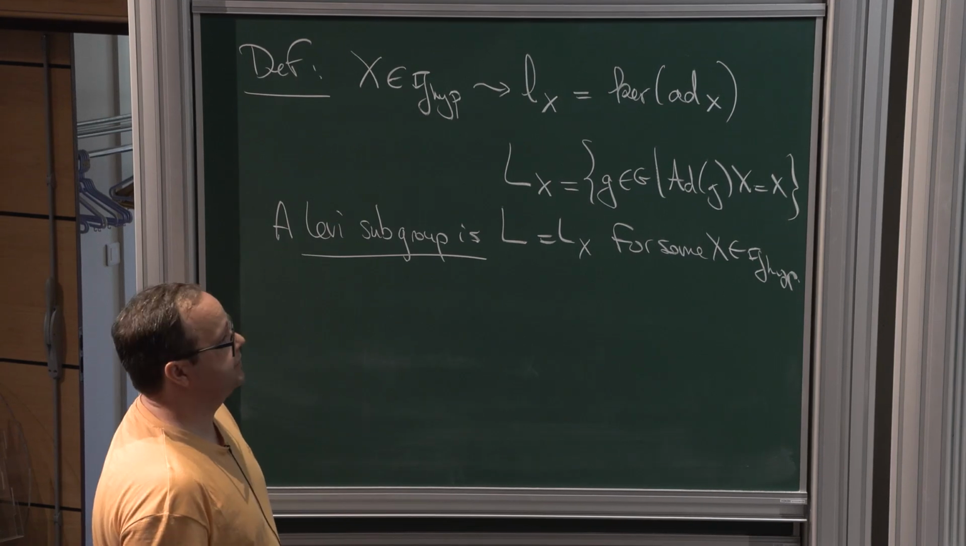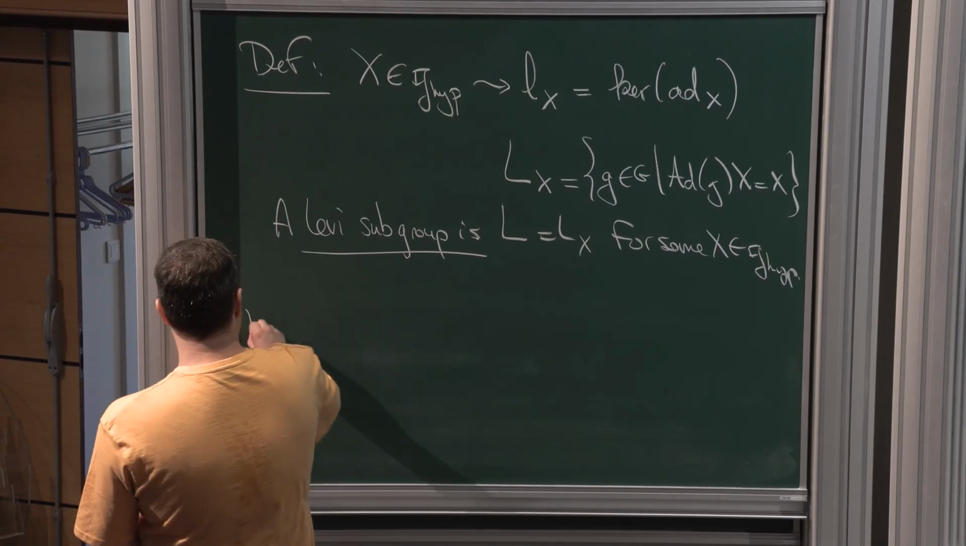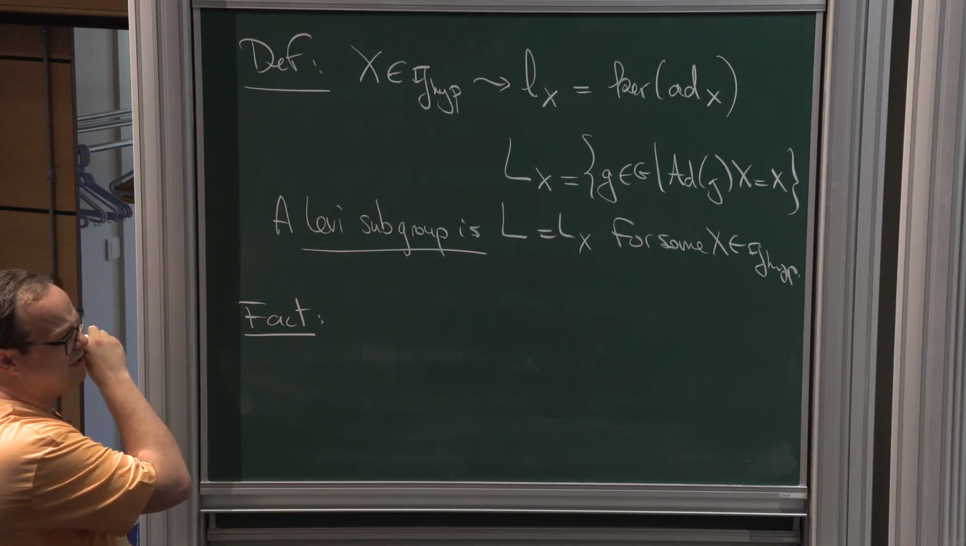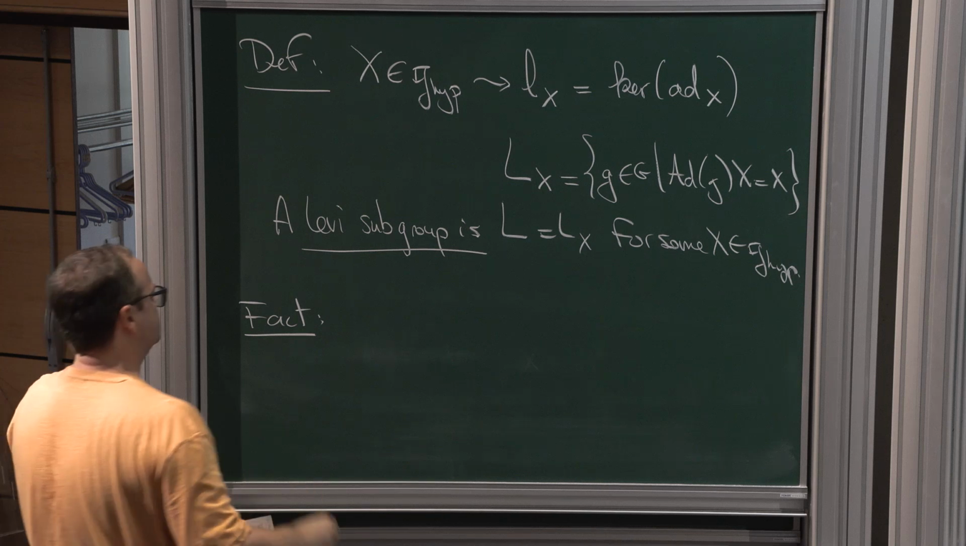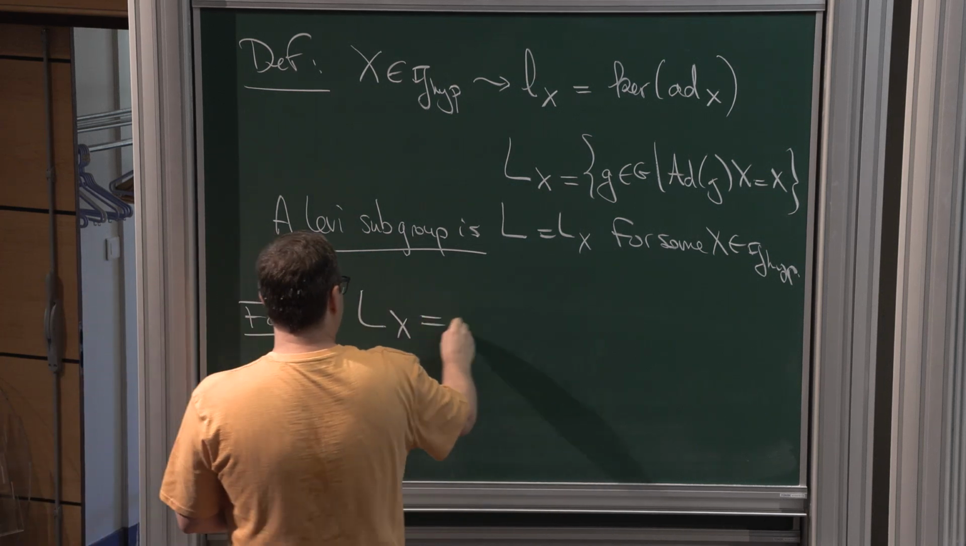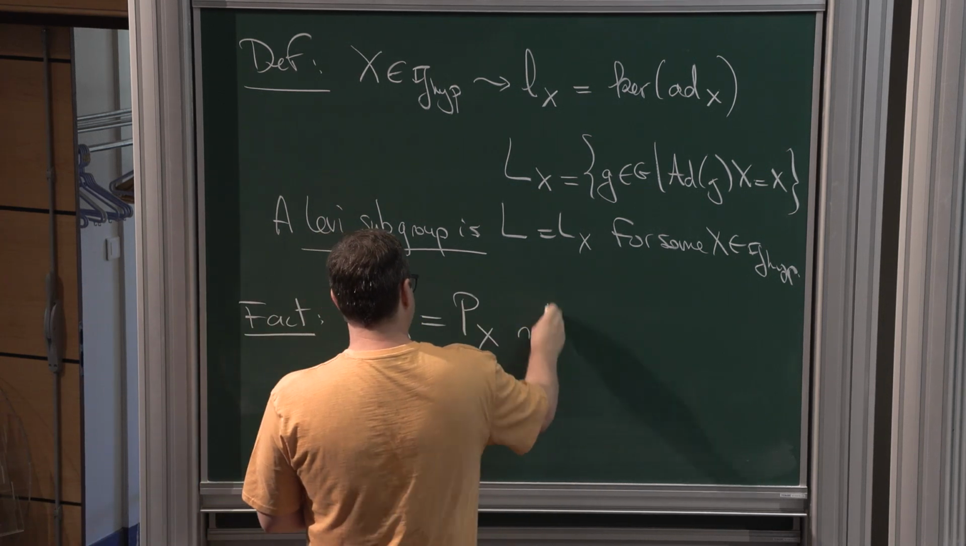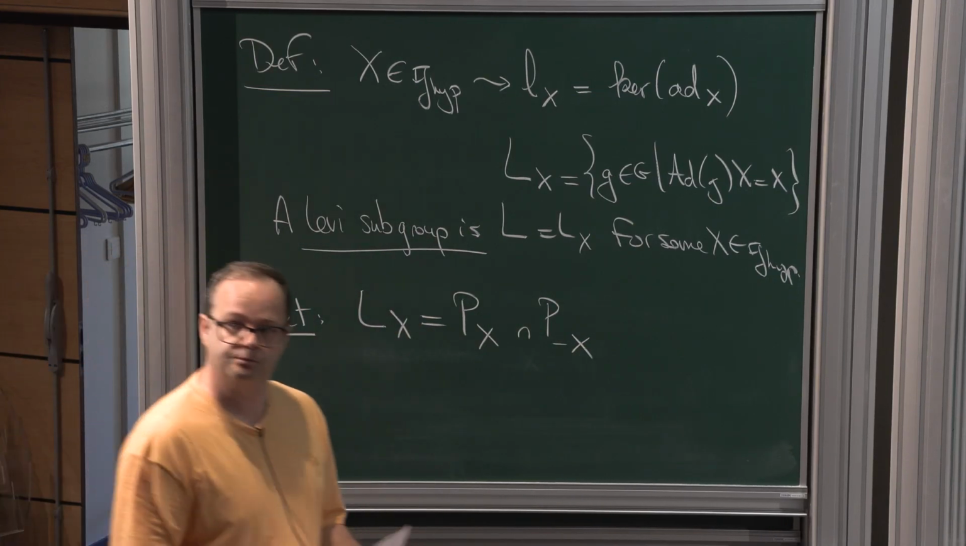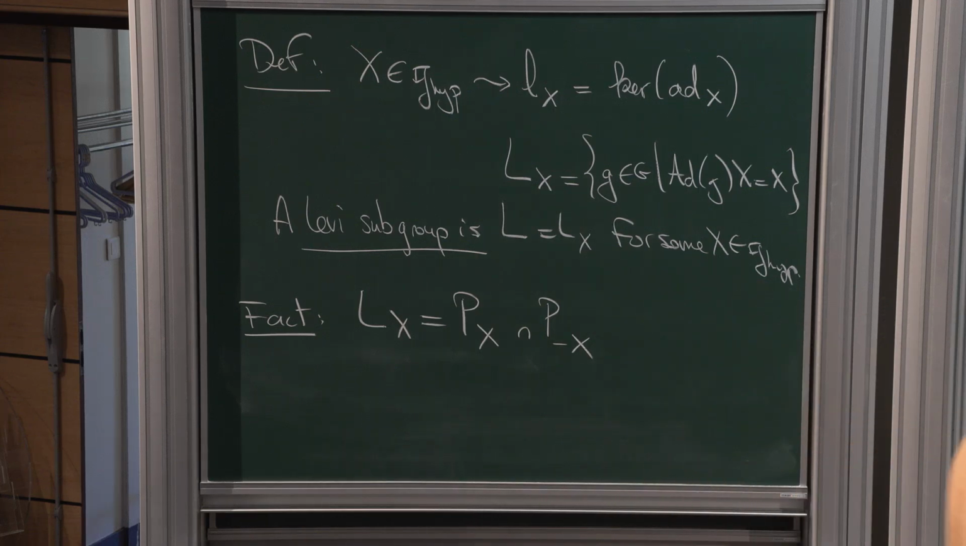These Levi subgroups were already there in the picture because you have another fact here that could possibly be a lengthy exercise, but I don't think so. Lx is the intersection of Px with P minus x. That's another way of studying it. It's easier on the Lie algebra level than it is on the group level. I mean, that's what Lie algebras are for, actually.